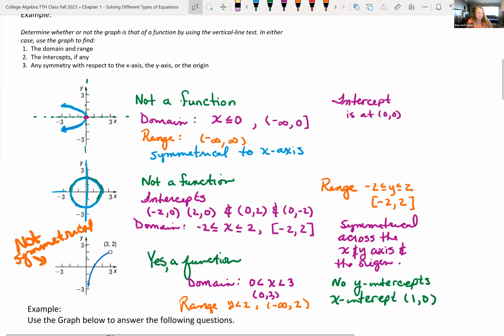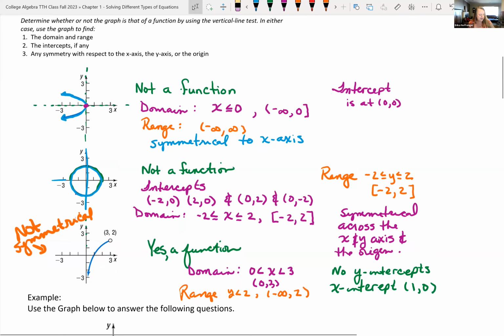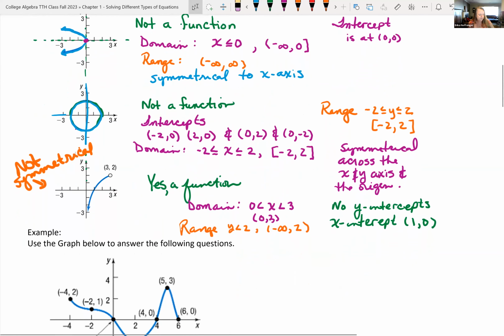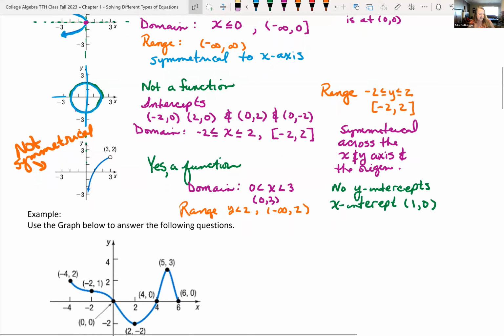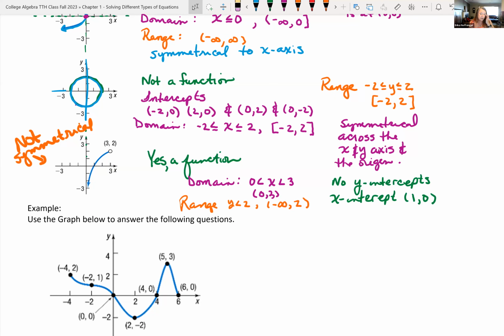So you guys should be able to look at graphs and answer, is that graph a graph of a function? You should be able to look at the graph, find the domain and the range, the intercepts, and notice if it's symmetrical across the x-axis, the y-axis, or the origin. But you should also be able, given the graph, to answer more questions. So for instance, let's say you have the following graph, and we're going to use the graph here to answer the following questions.